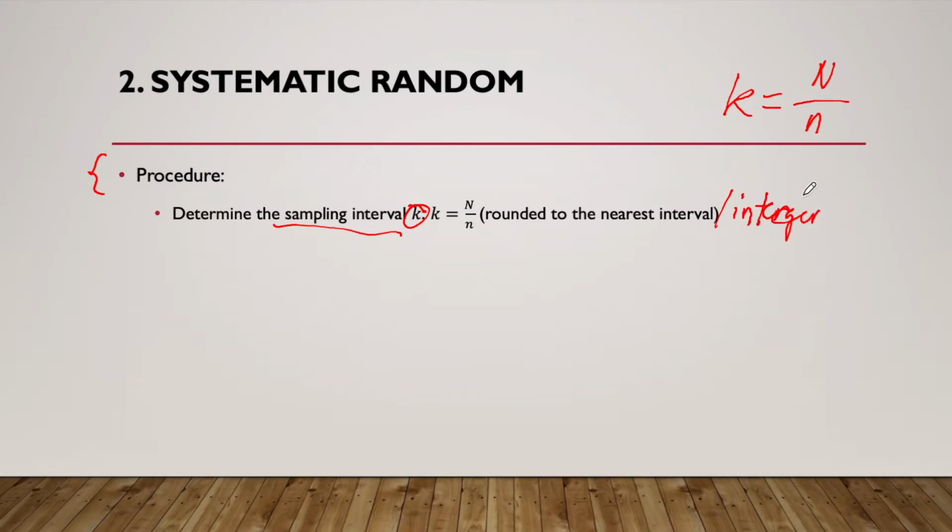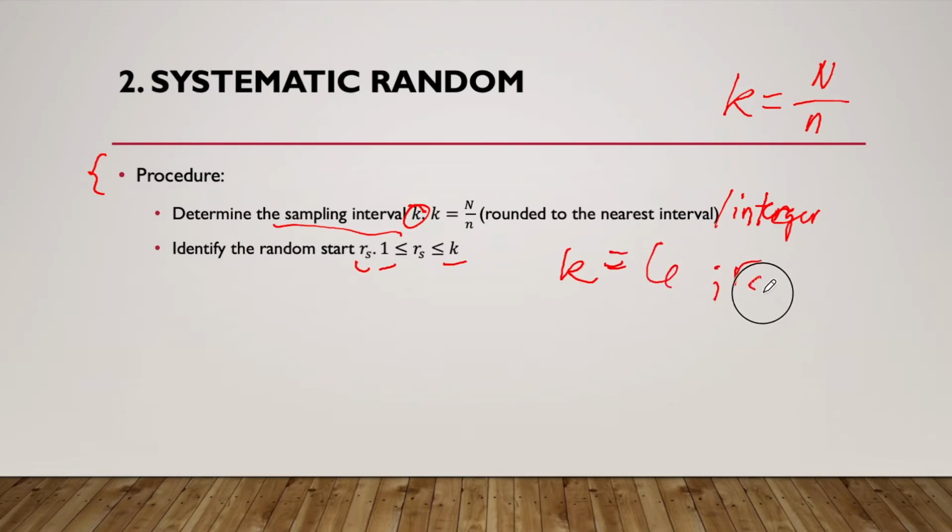Identify the random start. After we identify the k, we must of course identify where we will start, because without that starting number, everything else will be a question mark. Maybe selection bias is there. So we must identify a random start, r sub s. This random start must be somewhere between 1 to k. So if your k is 3, your random start will be either 1 or 2. If your sampling interval is 6, your random start can be either 1, 2, 3, 4, or 5. So that's your random start.